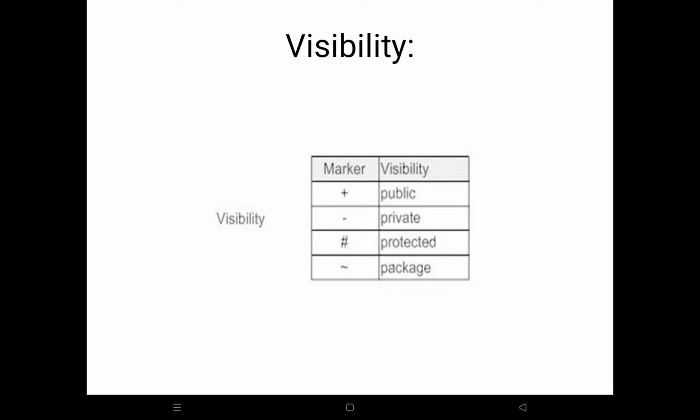This is the visibility. In UML, how can visibility be represented? Visibility is used to define who can access the variable. Here are the different types of visibility we use in UML. The plus symbol represents public; anyone can access. Minus is called private; only the members can access, only within the class.